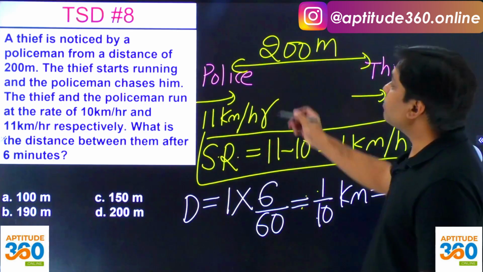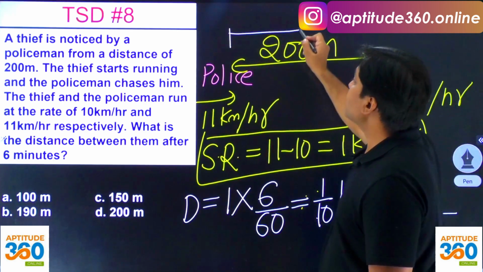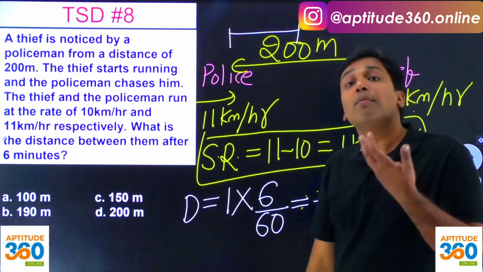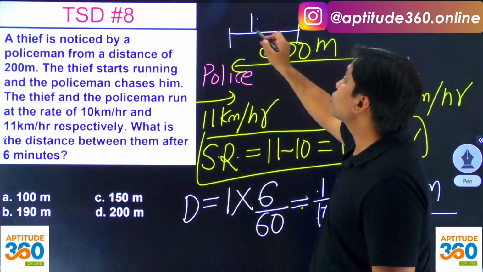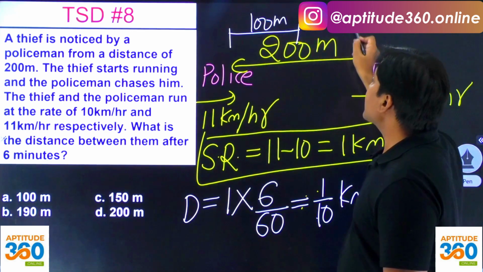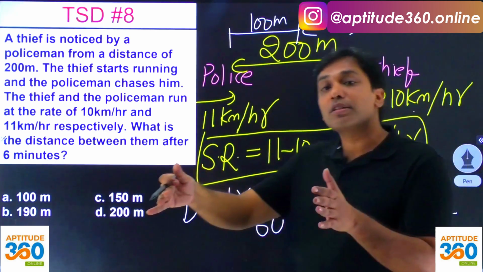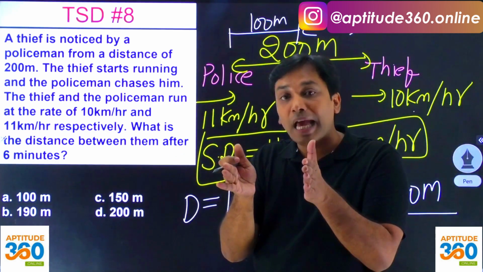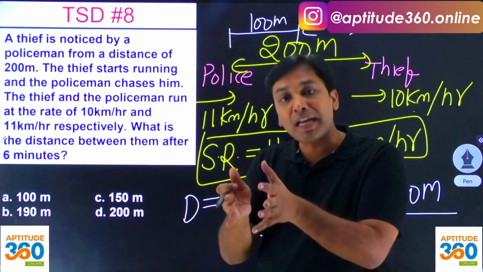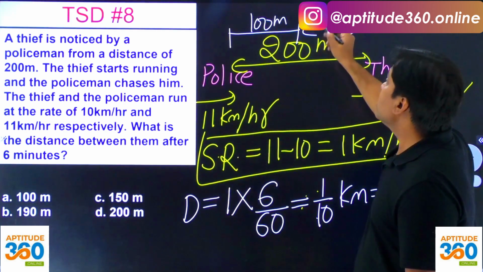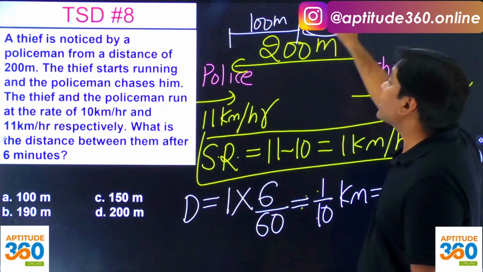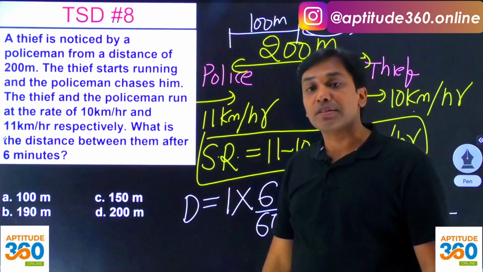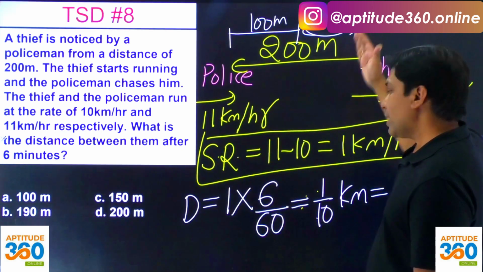इसका मतलब क्या है कि 6 मिनट में तो पुलिस 100 मीटर ज्यादा भागा। किससे 100 मीटर ज्यादा भागा? चोर से। So if police has already narrowed the gap of 200 meters by 100 meters, what is still the gap between them is still 100 meters. So it's a pretty simple problem.